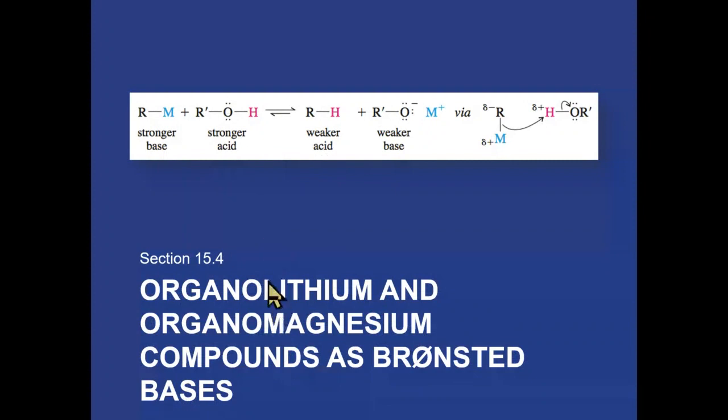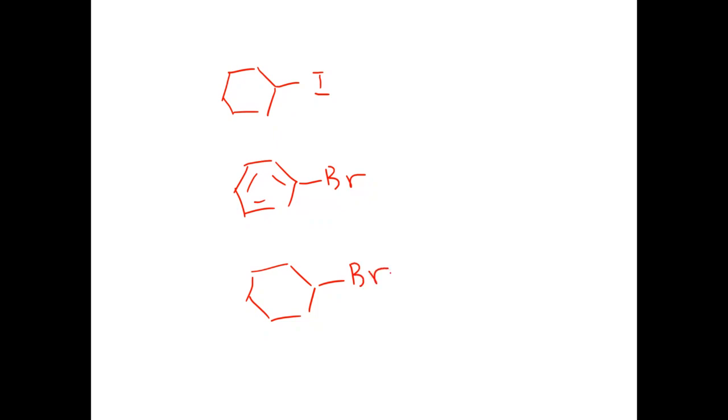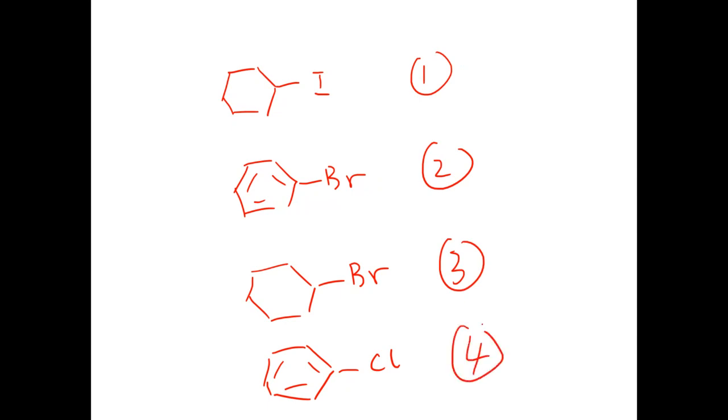Let me give you a quick exercise. I'm giving you a few compounds: 1, 2, 3, 4. Which halide is the most reactive in a reaction with lithium metal? Very good, the first one. First, it has an iodine, and the carbon-iodine bond is the weakest. Second, this carbon is sp3 hybridized.